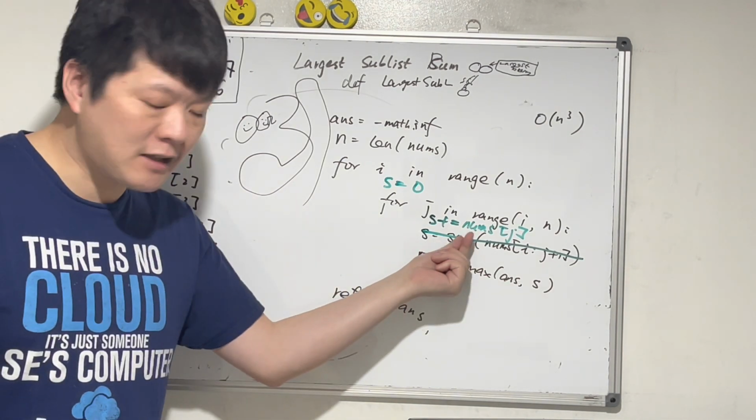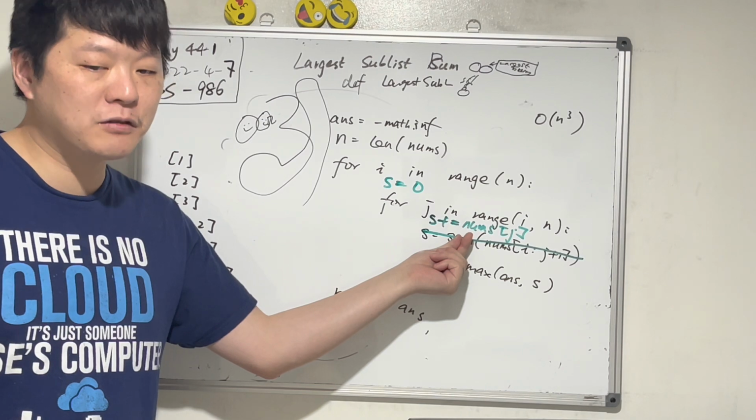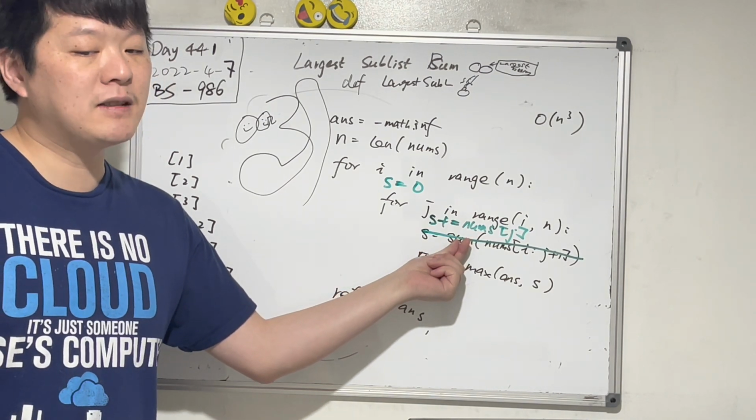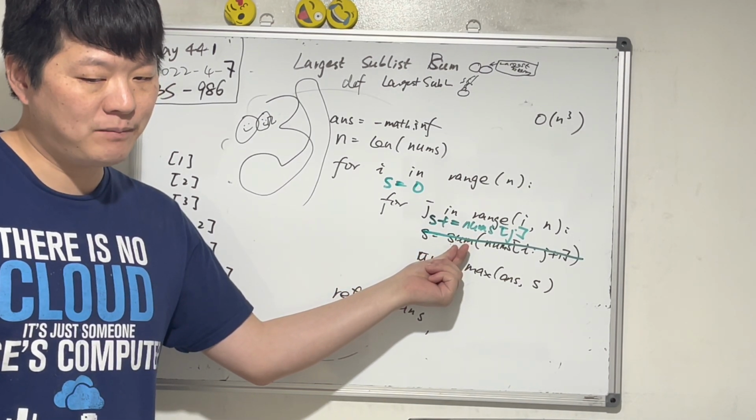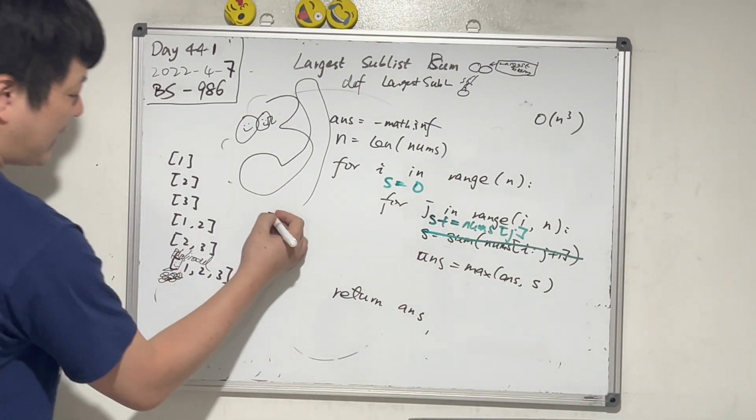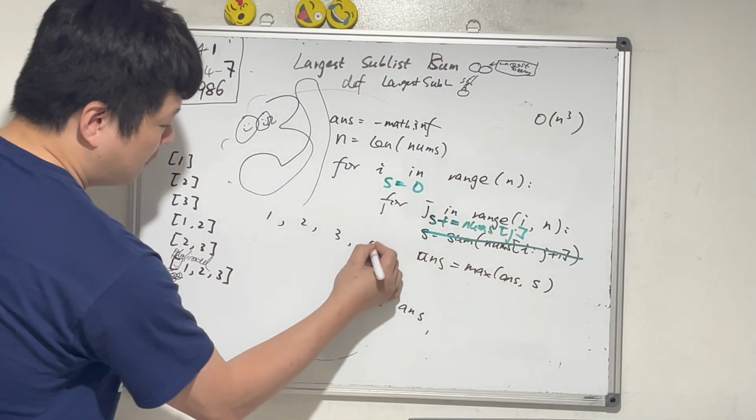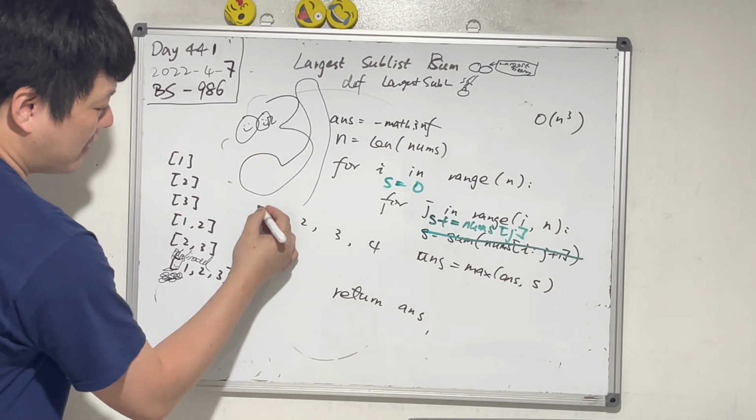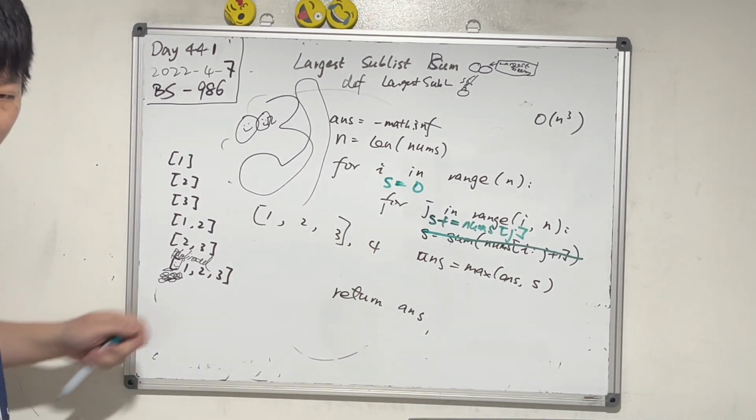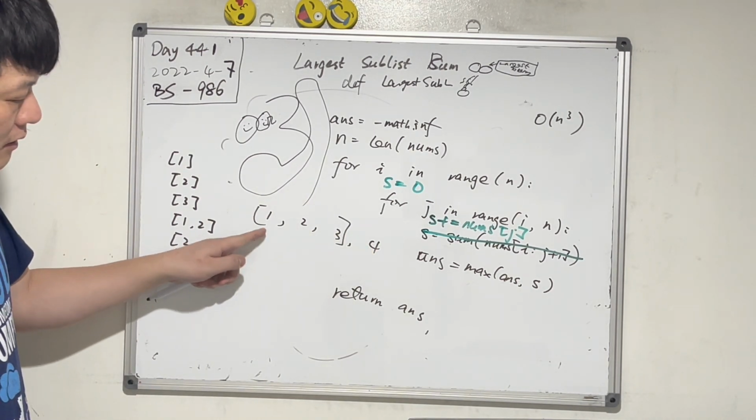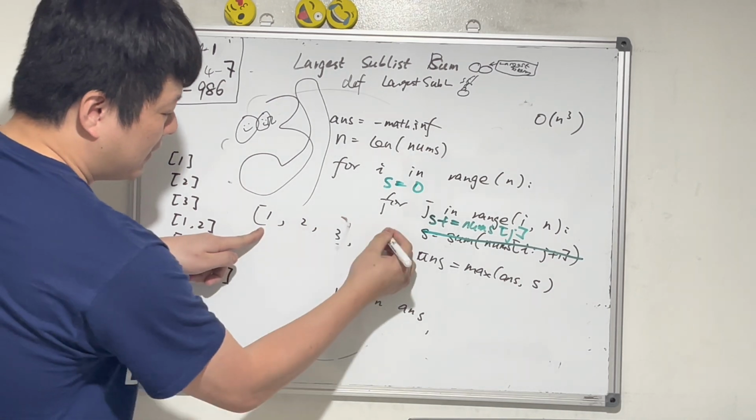This is slow. Why is that? Because every time we have to calculate the sublist sum again and again. Look, 1, 2, 3, 4. We know this sublist sum is 6, right? Okay, what's the sublist sum this way?